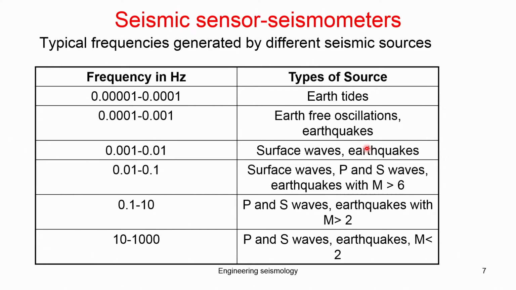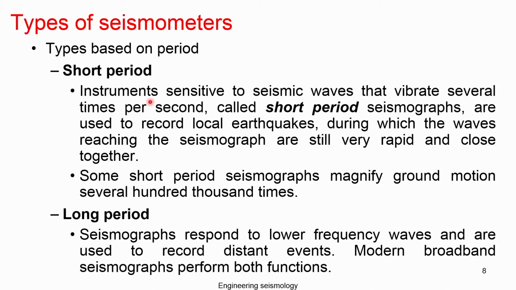So, 10 to the power of -1 to 10 to the power of -2 is the surface wave and S wave with the earthquake -6, and earthquake -2 and 6, 0.1 to 10, and then P and S wave the earthquake magnitude less than 2. So, you can understand that depending upon what type of earthquake you want to record, you should have the respective frequency selection, or the sensor should be installed in the seismometer, whatever you are looking for.